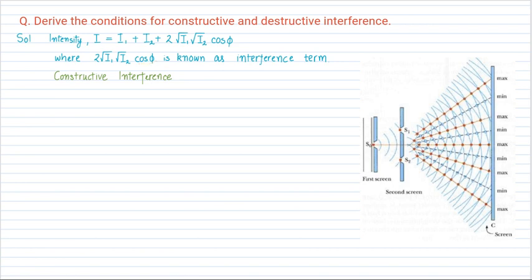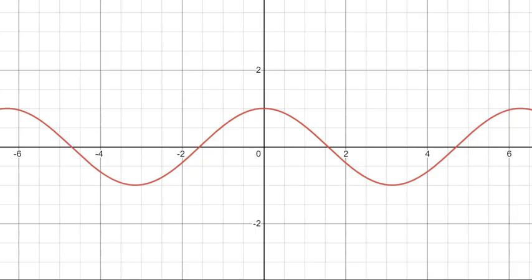Let me take you to the graph. So this is your cos wave curve. You know, cos of 0 is how much? 1. How much is cos of pi by 2? Cos of pi by 2 is 0. So this curve, can you see this wave structure? This represents your cosine wave.